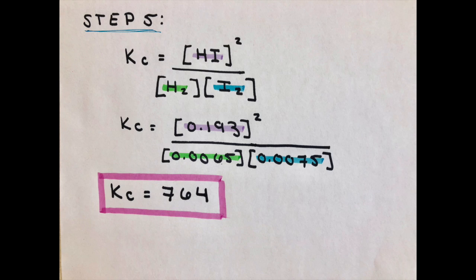You then plug in all of the concentrations that we found using the rice table for H2 and I2 and the given value for the concentration of HI. All of these values must be at the equilibrium concentration. This will give you Kc equals 764.